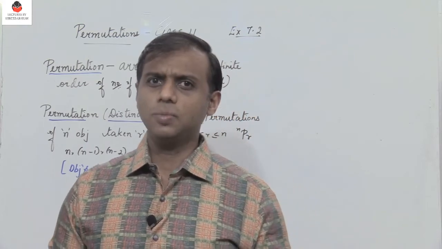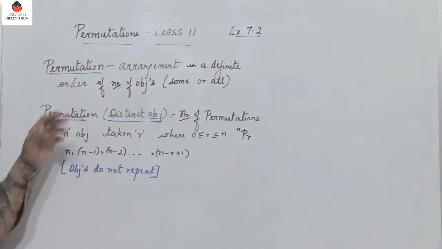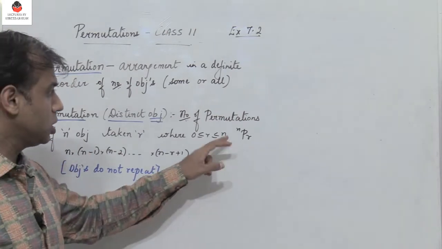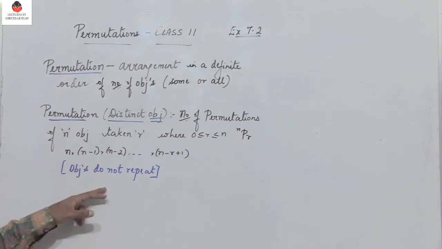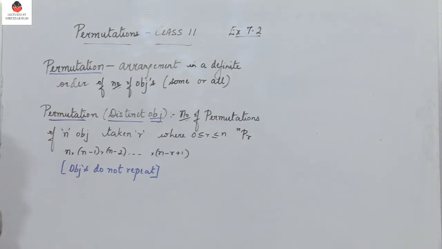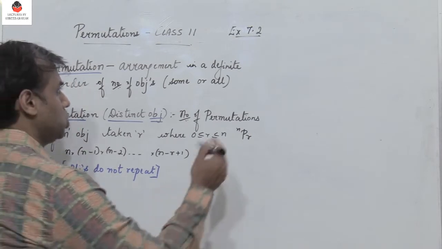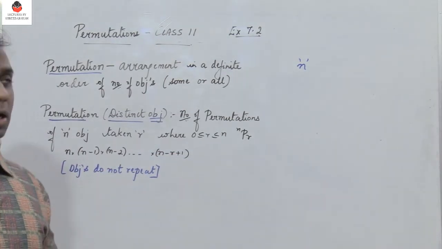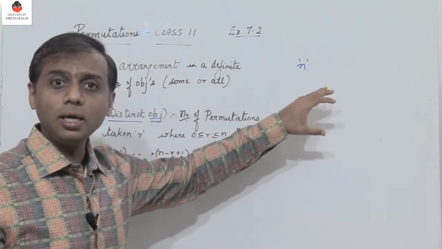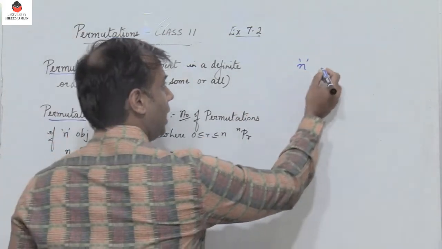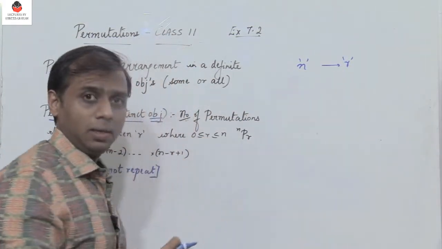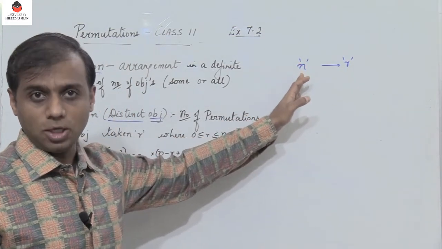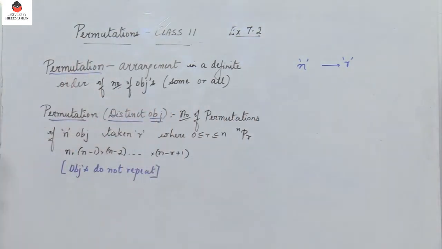So here in this lecture we shall go through the basic definition of permutation and how we define permutation when the objects are non-repeating. Now what is permutation? Let us consider n objects, and these n objects have to be arranged in a definite order, whether you take n at a time or you take some of them. So among n, if I choose R, let's say I have to arrange R objects, or I may have to arrange all the n objects, then we refer to it as permutation.